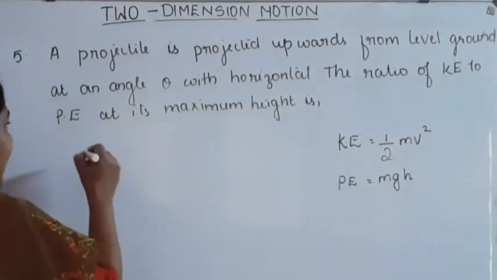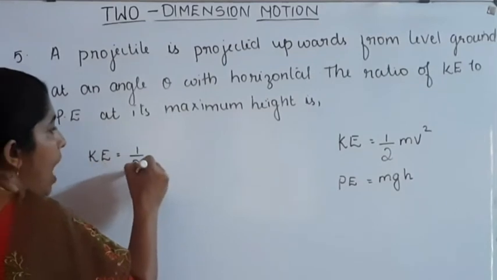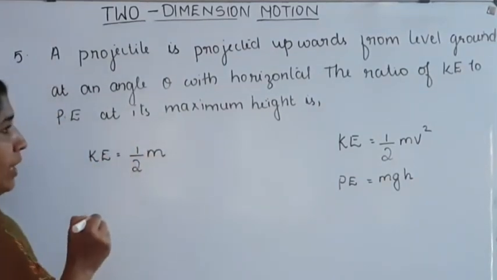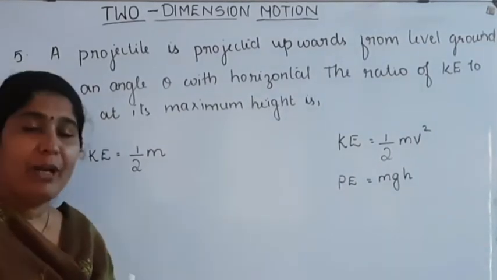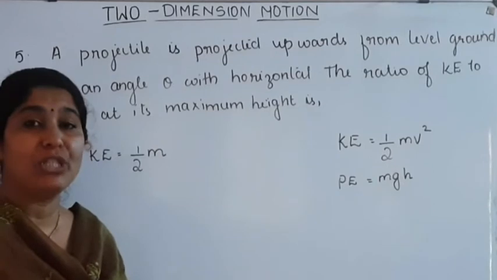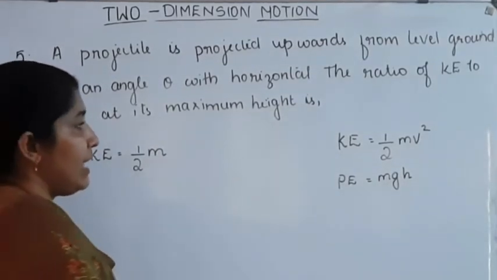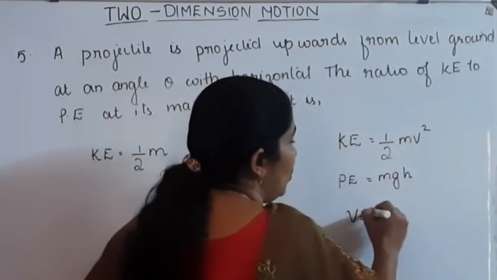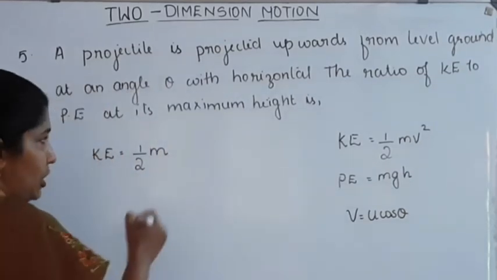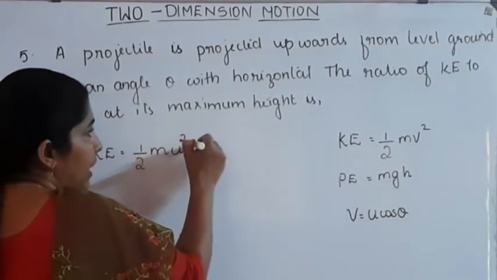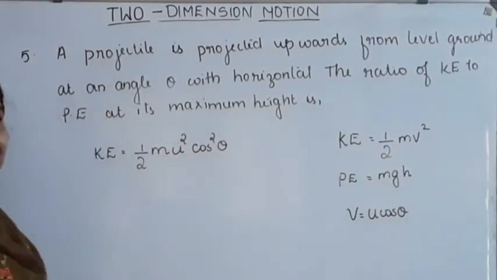What about the kinetic energy? Kinetic energy at the maximum height is equal to half into m into v square. What about the velocity at the maximum height of the projectile? Velocity at the maximum height is u cos theta. So instead of v, we can write u cos theta. Then v square is equal to u square cos square theta.